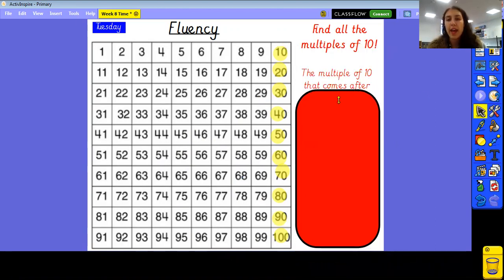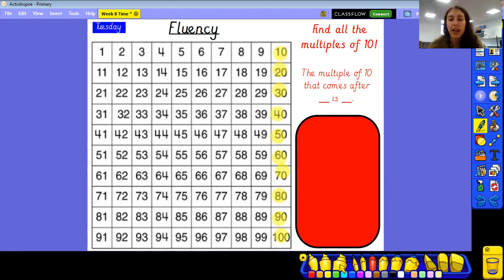So next job then. The multiple of 10 that comes after, and I'm going to point to a number, and I'm going to say the multiple of 10 that comes after 47 is, well, hopefully you've said 50. Well done if you did. What is the multiple of 10 that comes after 25? Well done if you said 30. What is the multiple of 10 that comes after 73? Well done if you said 80.